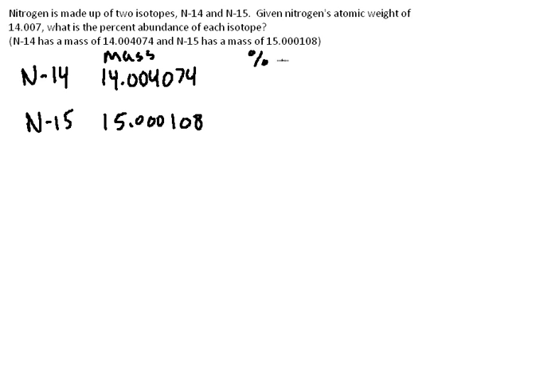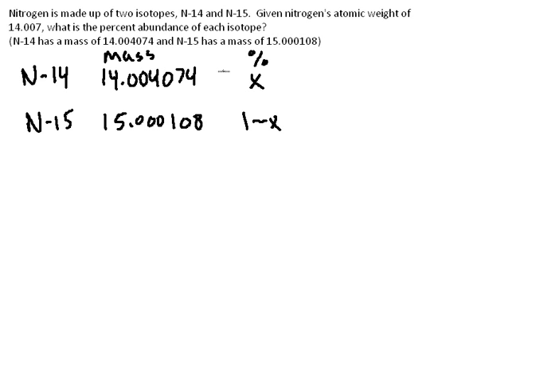And with this, we don't know what they are, but we know that our percentages have to add up to 100%. So we'll arbitrarily call nitrogen 14's abundance X. And any percentages have to add up to 100%. Well, 100% is also just the number 1. So we're going to take 1 minus X. So whatever nitrogen's not nitrogen 14 has to be nitrogen 15.